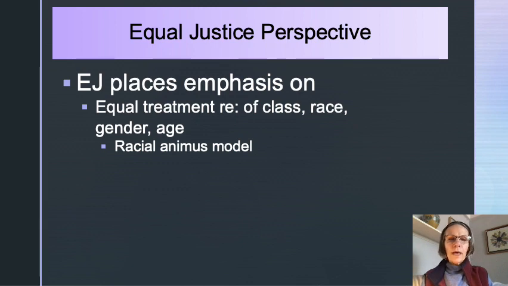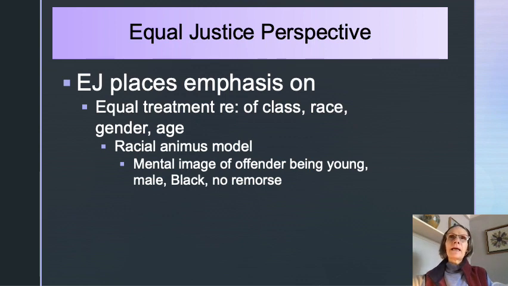If you read in your textbook, the equal justice perspective is really concerned about this concept called the racial animus model. It's a theory that in the United States, when we have a mental image of who the typical offender is, the image that comes to mind is a young African American male, no remorse, and as such should get the harshest punishment possible.